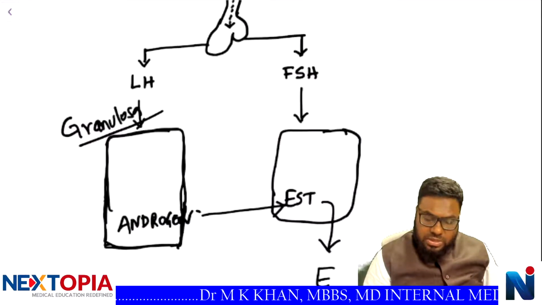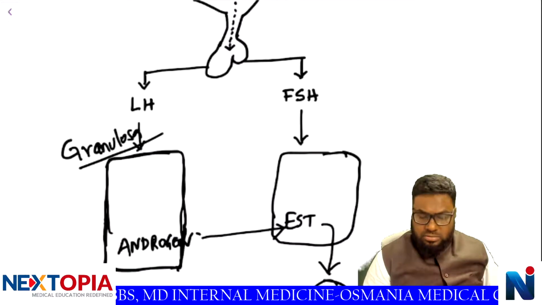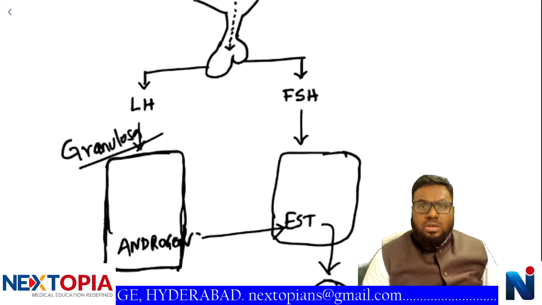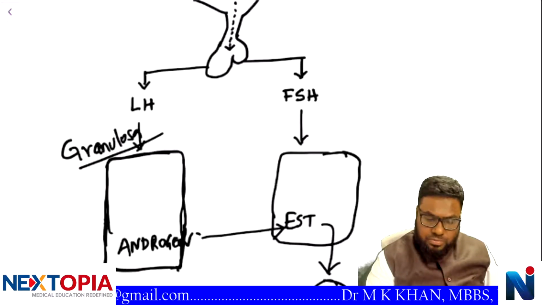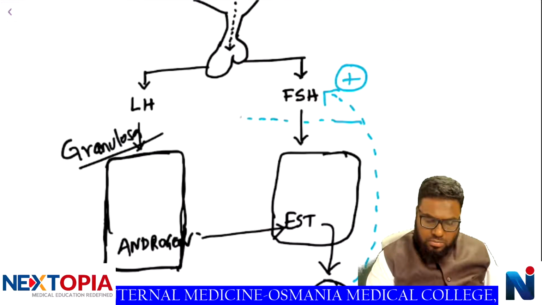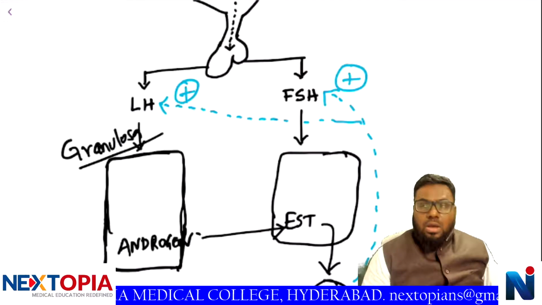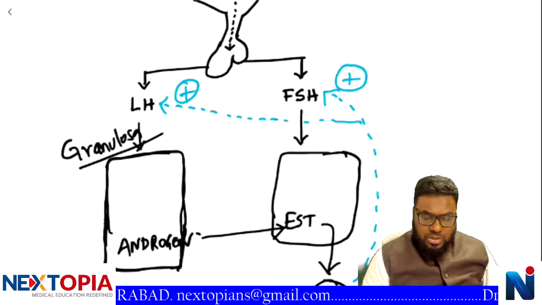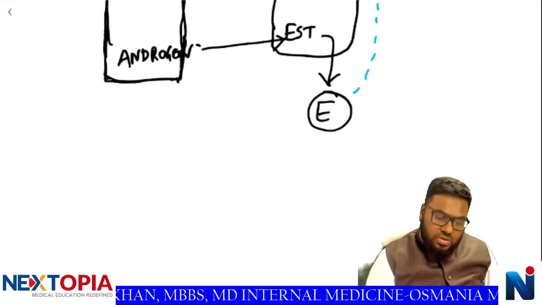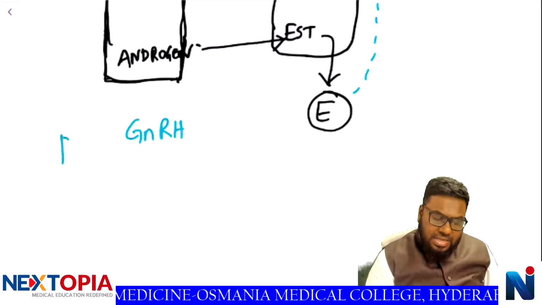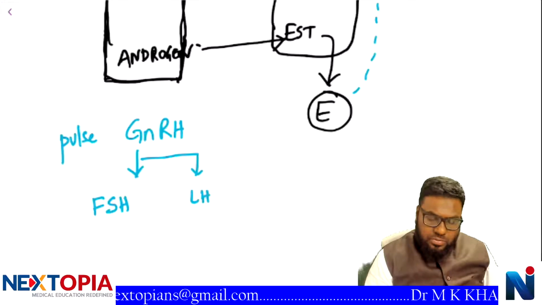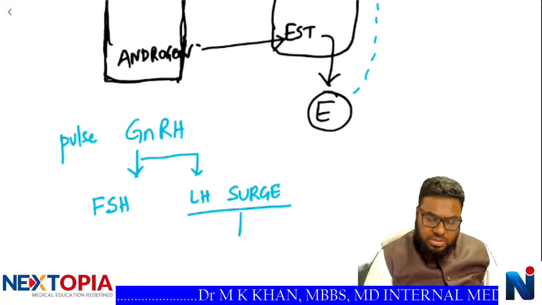High levels of circulating estrogen cause a positive feedback on FSH and LH. Please remember, there is a pulsatile release of FSH and LH. The pulse form of GnRH causes a pulsatile FSH and LH surge. This LH surge is responsible for ovulation.